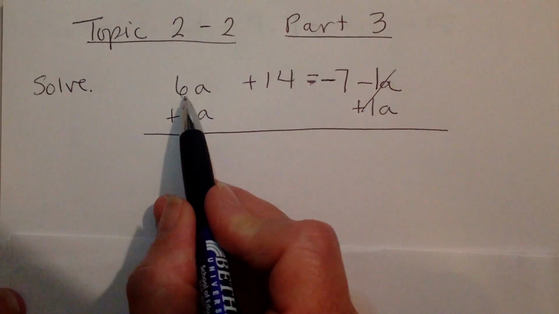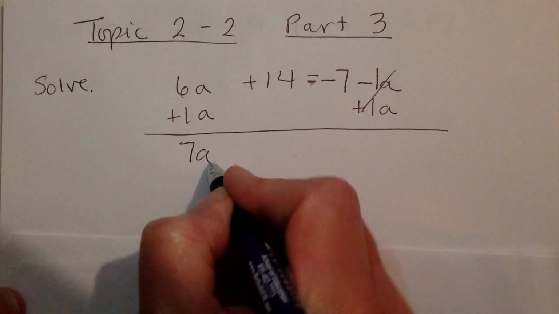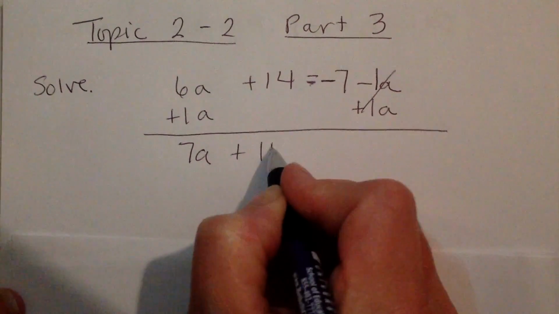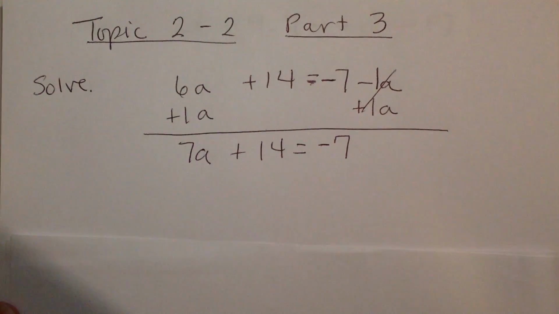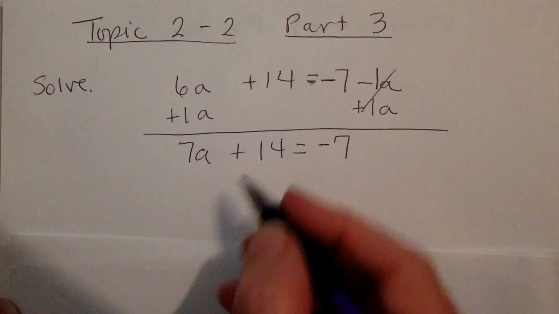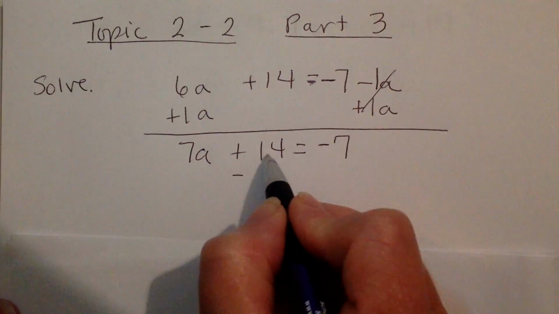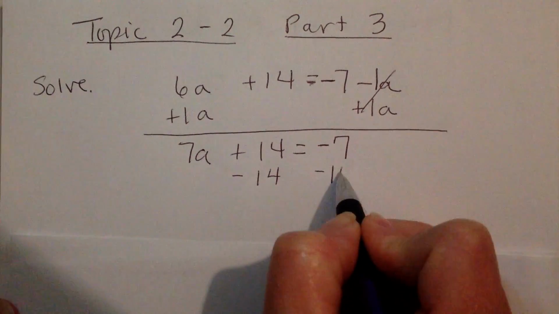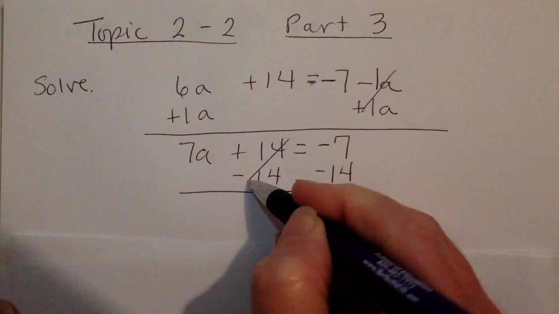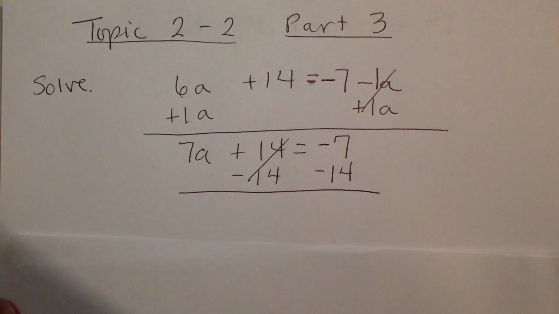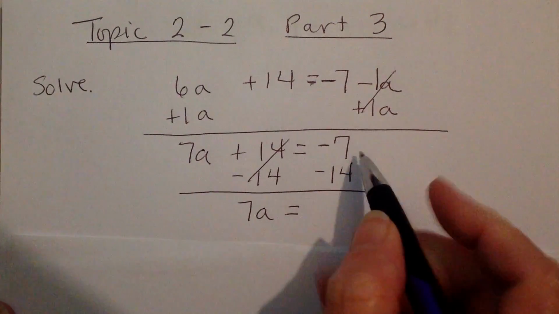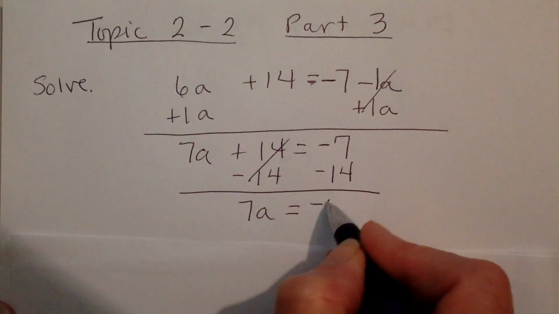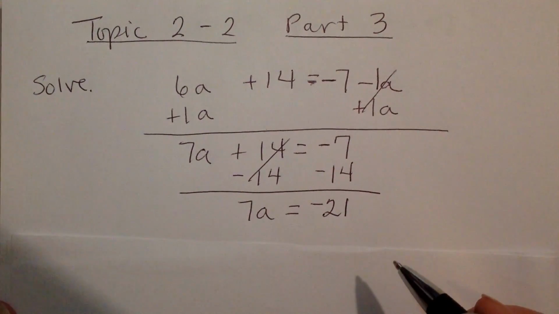So on the left-hand side, I have 6a plus 1a is 7a. Bring down your 14, bring down the equal sign, and bring down negative 7. Isolate the variable. So let's move adding 14 by performing the opposite operation of subtraction. So let's subtract 14 from both sides. What you do unto one side, you must do unto the other. So you have 7a equals negative 7 minus 14, which gives you negative 21.